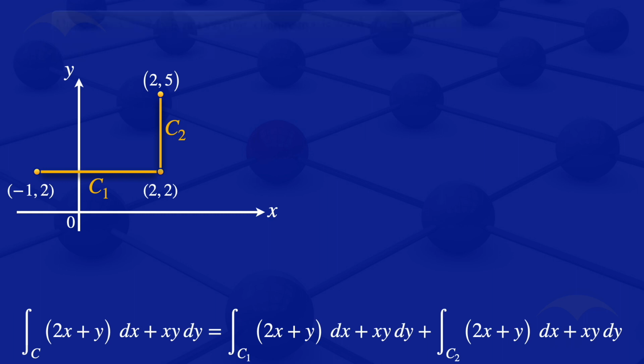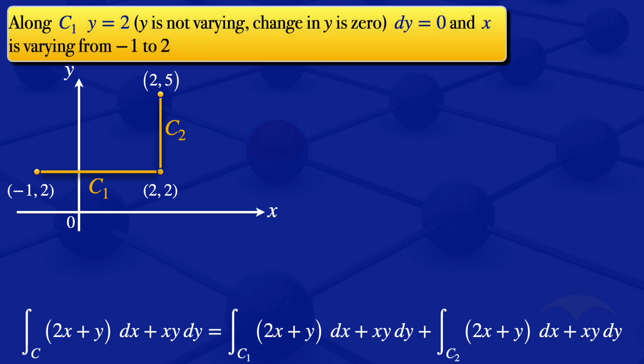Looking at the curve C1, we see that y is equal to 2. y is not varying, the change in y is 0. So we'll be saying dy is equal to 0. And we see that x is varying from -1 to 2. So if we are looking at the integral of (2x + y) dx + xy dy along the curve C1, x is varying from -1 to 2 and dy is 0.